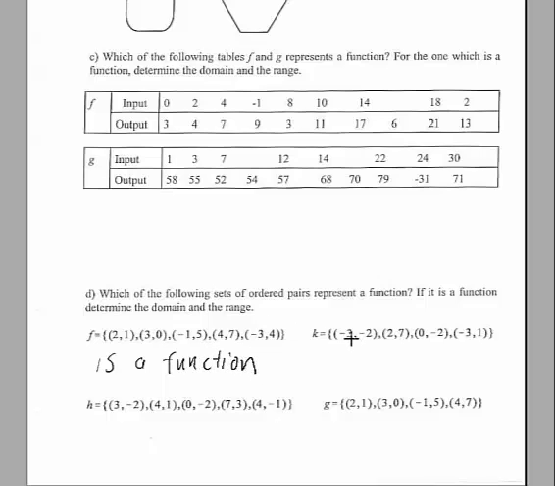What about K? Okay, let's look at our inputs: negative 3, 2, 0, negative 3 again. Negative 3 repeats, so K is not a function. Negative 3 is assigned to negative 2, but then negative 3 is also assigned to 1. So K is not a function.